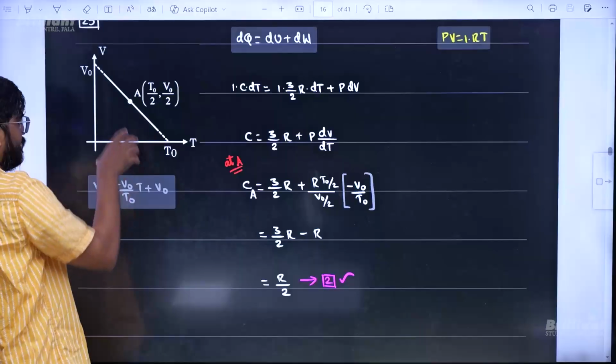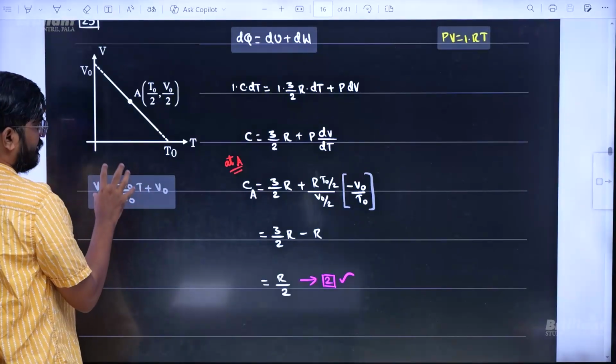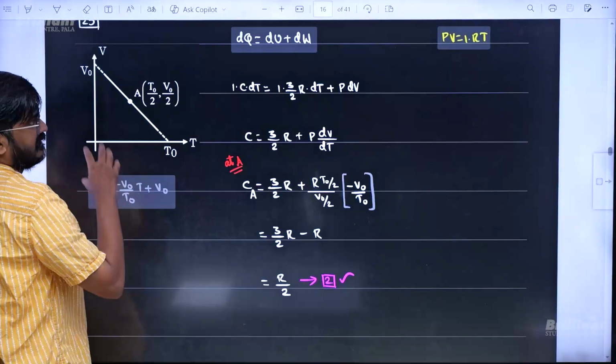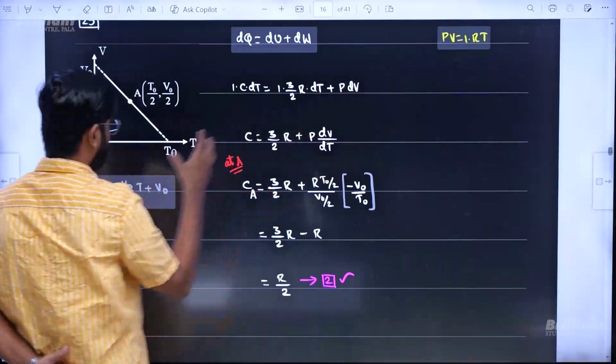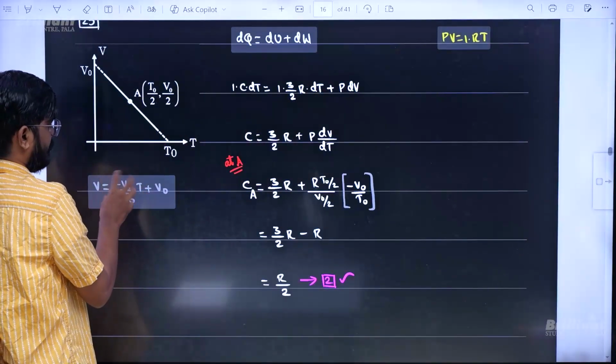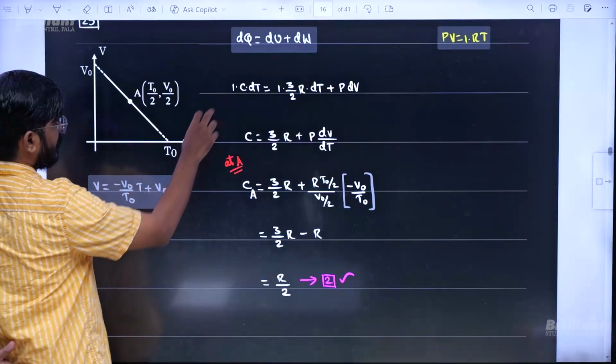This is the line equation which we need to consider. This is happening only in this question. These two will be valid in any question. This is valid only in this question. So we need to use this information to find C.